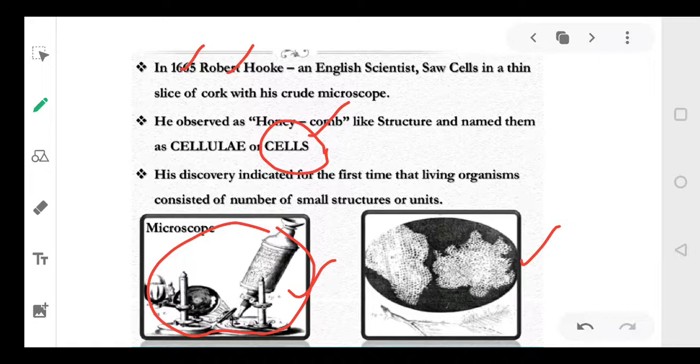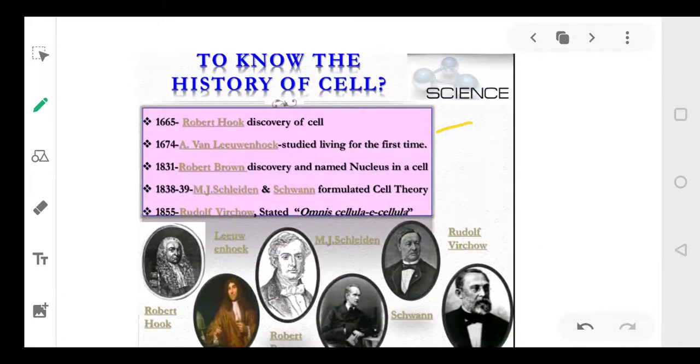Clear? This discovery indicated that all organisms have cells. A few more discoveries came afterwards. In 1665 Robert Hooke discovered the cell. Then in 1674, now see, the cell that Robert Hooke discovered was a dead cell. The first living cell was discovered by Leeuwenhoek. He was the one who discovered the first living cell.